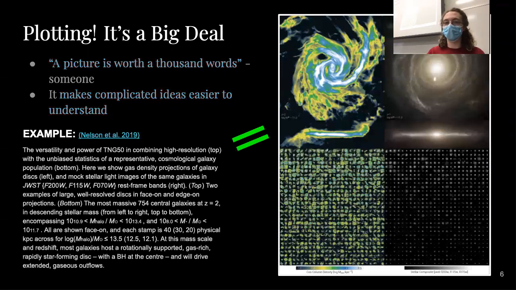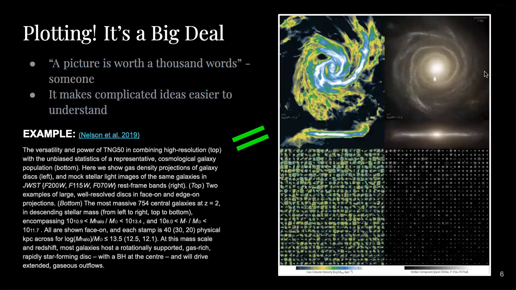So we'll do a little example here. I just put a lot of stuff on the screen, so I apologize, but let's walk through it. On the left is a caption to this giant figure. This caption has a whole bunch of stuff that's really hard to follow. Versatility and power of TNG50 and combining high res... statistics. Yeah, it's a lot of reading.